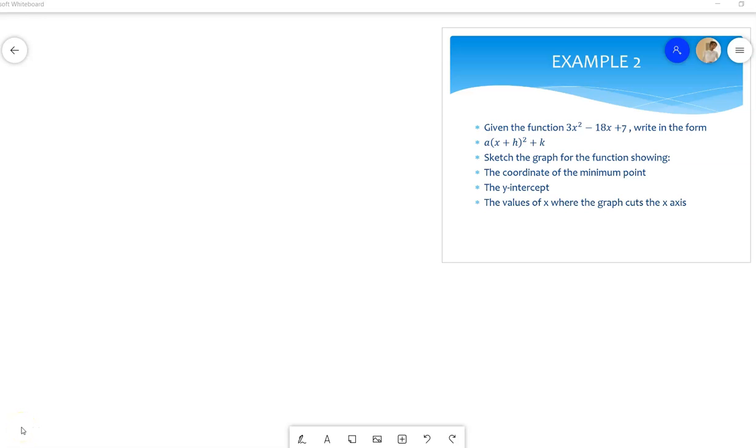Hey everybody. Alright, so today we're going to be looking at sketching the graph for a quadratic function, and the curve is called the parabola, right? The question says, given the function 3x squared minus 18x plus 7, write in the form a(x plus h) squared plus k. Then it says sketch the graph for the function. I'm not going to go into writing in the form because there are videos done on that. The focus of this video is sketching the graph. So let's do that.